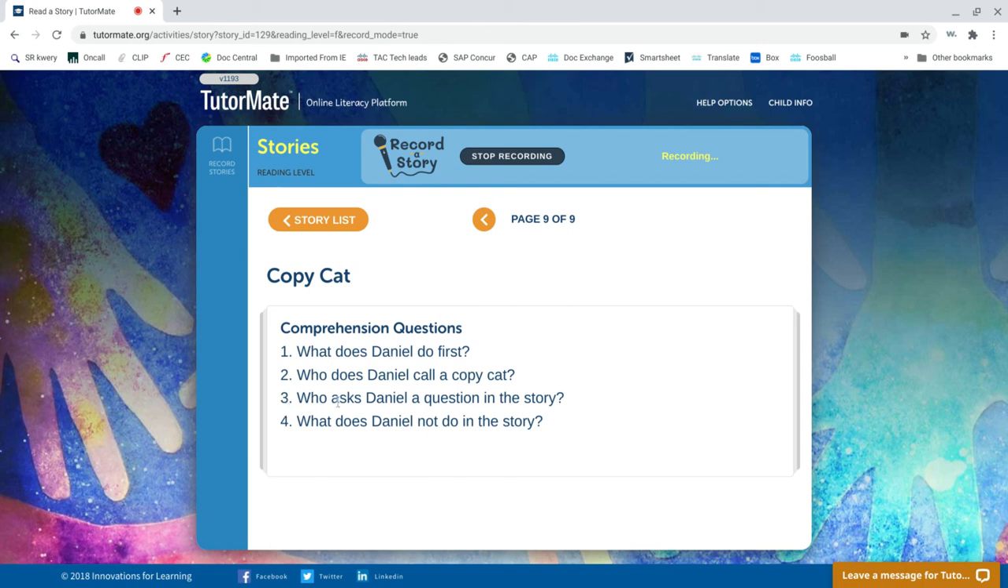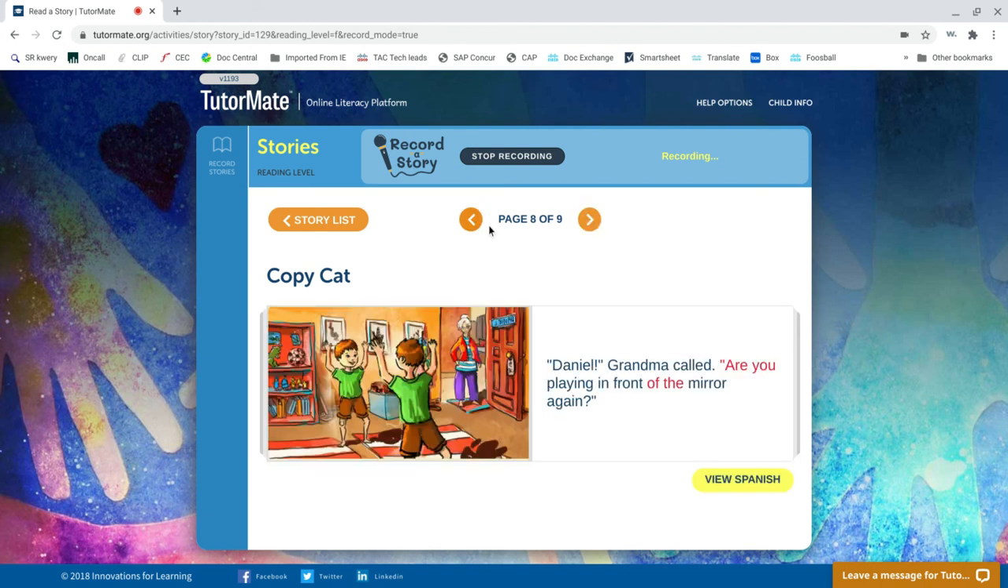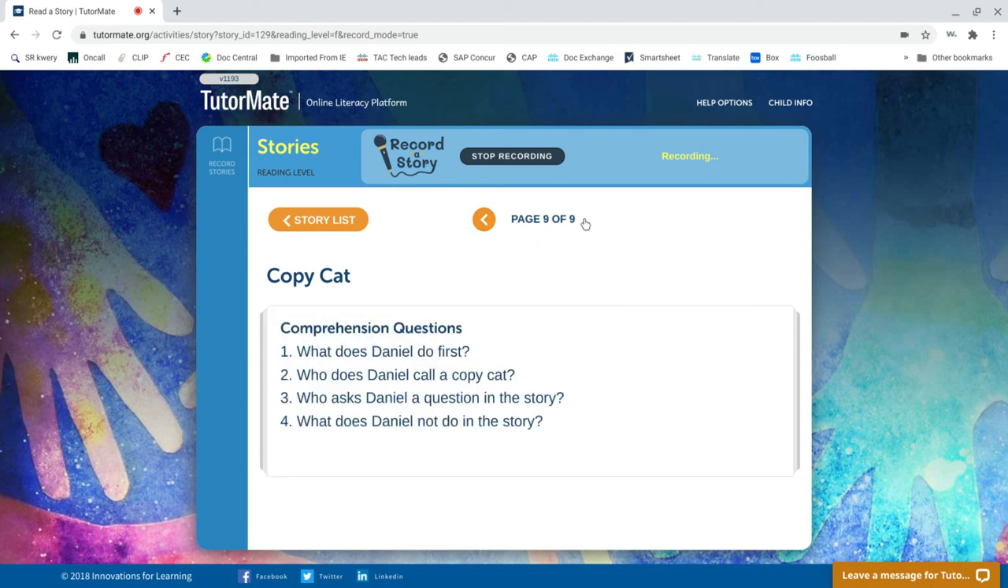Number 3, who asks Daniel a question in the story? So let's go back to page 8, and we can see Grandma says, are you playing in front of the mirror again? So Grandma is the one who asks Daniel a question in the story.